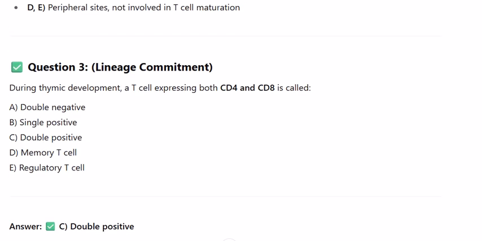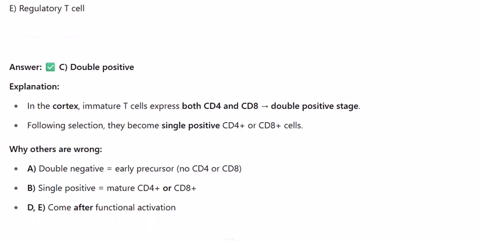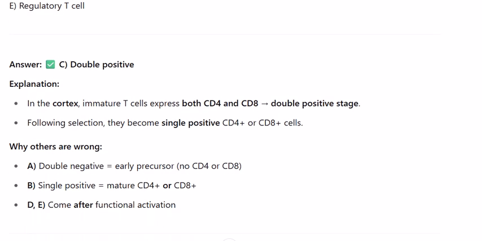Question 3. Lineage commitment. During thymic development, a T-cell expressing both CD4 and CD8 is called: A. Double negative, B. Single positive, C. Double positive, D. Memory T-cell, E. Regulatory T-cell. Answer: C. Double positive.